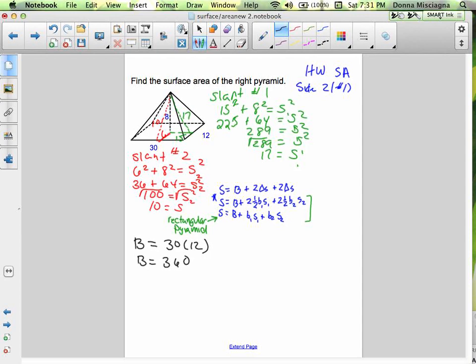All right, and now I have two different bases, right? So I have the 12 and the 30. The 12 goes with the 17, right? Because it's on that triangle. And the 10 goes with the 30 because it's on that triangle, right? So 30 and 10 are the measurements we use to calculate the area of one pair of triangles, and 12 and 17 are the measurements we use to calculate the other pair of triangles.